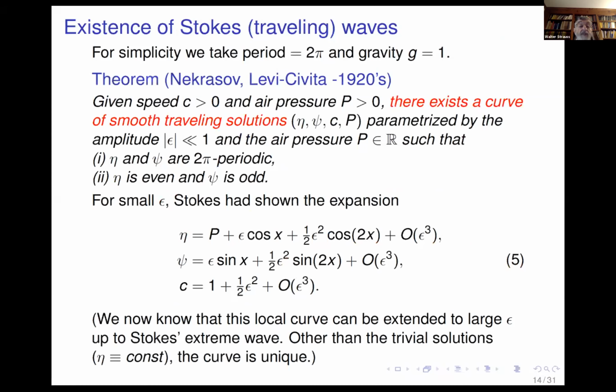And now the Stokes wave. So way back 100 years ago, Nekrasov and also Levi-Civita proved that you have a curve of nice traveling waves for small amplitude by showing that the power series in epsilon converges. And Stokes, many years before that in the 19th century, actually had an expansion for what the wave should look like. That's equations 5, which we will use.